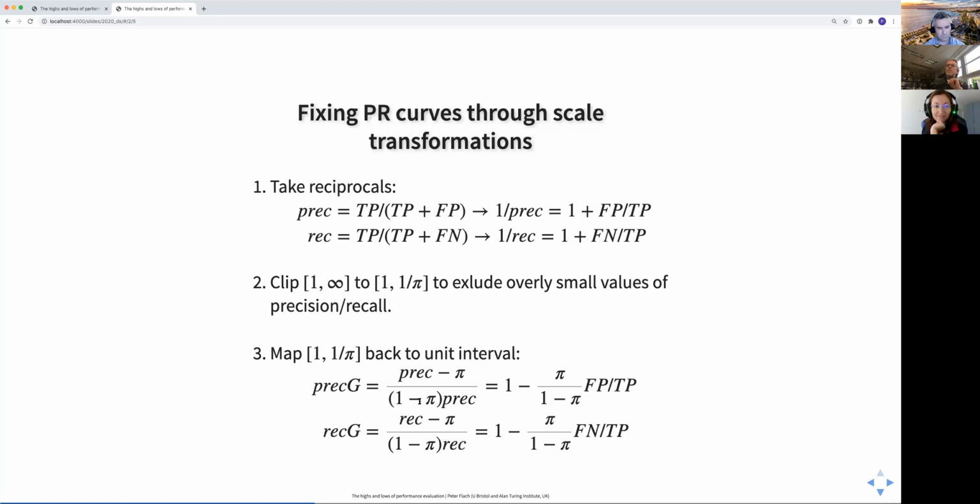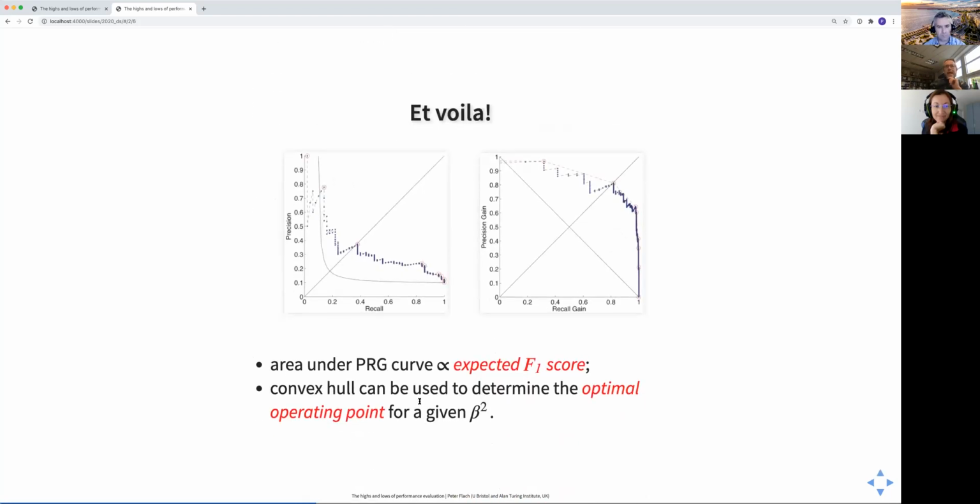But really, what I think is a much more convincing demonstration of this is that after the transformation, if we plot precision gain against recall gain, we get the curve on the right, which looks very much like an ROC curve, and you can linearly interpolate. The area under the curve is meaningful. So this is one example where, if we are careful, we can do much better than just plotting precision against recall and then hoping for the best.